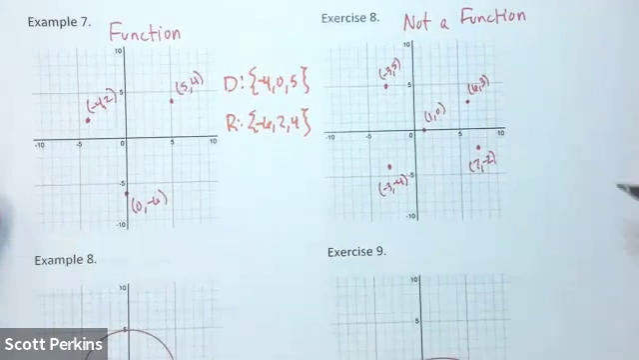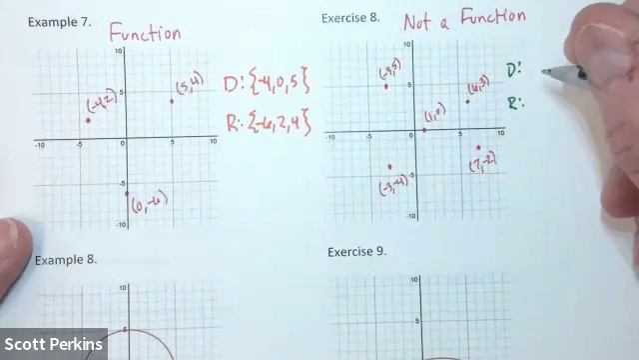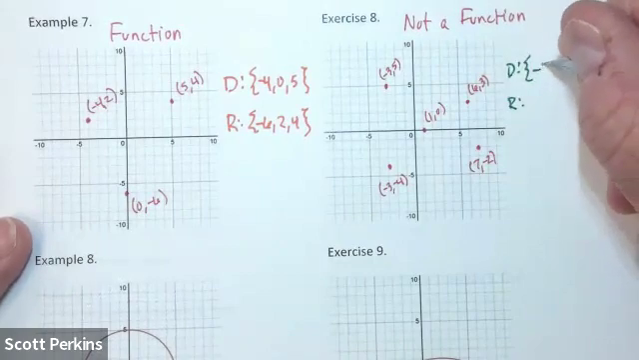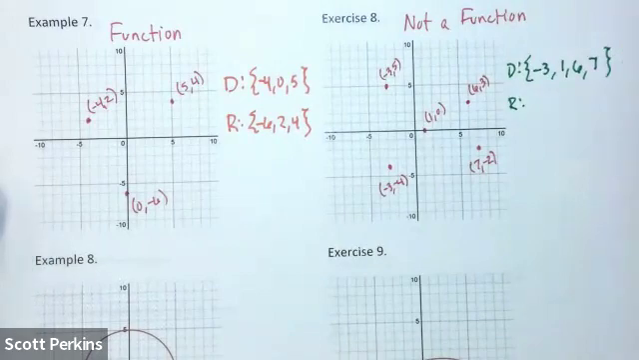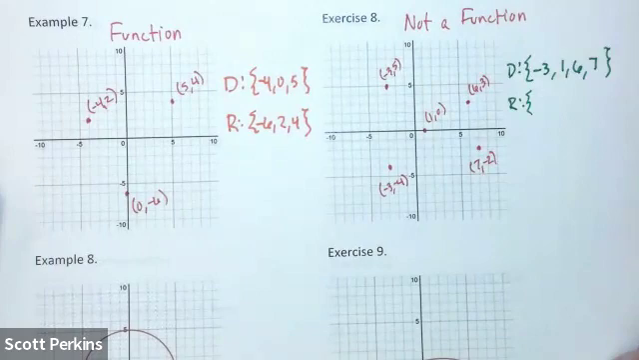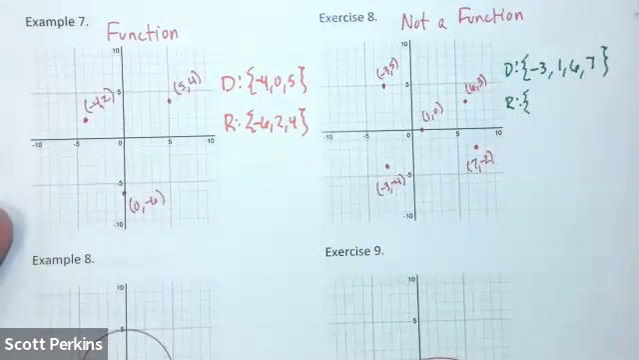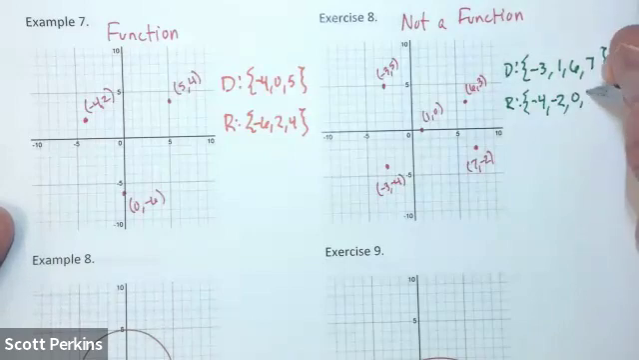Okay, now the domain and the range. The domain of this are my x values, which are going to be -3 and 1 and 6 and 7. If anyone got anything different, please raise your hand. Let me know. I love questions. My range are my y values. So that's going to be -4 and -2 and 0 and 3 and 5. Those are my y values.